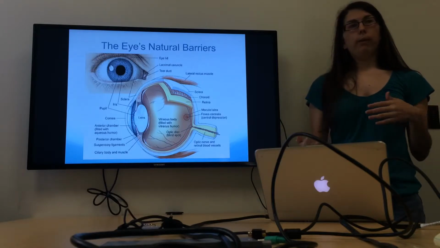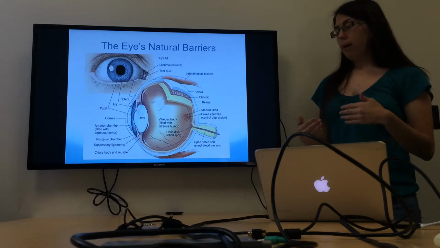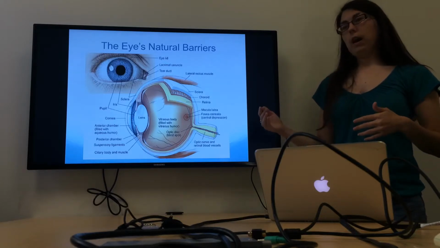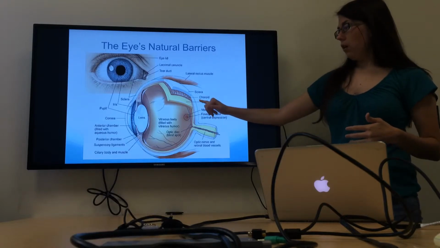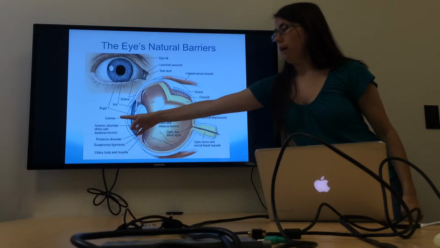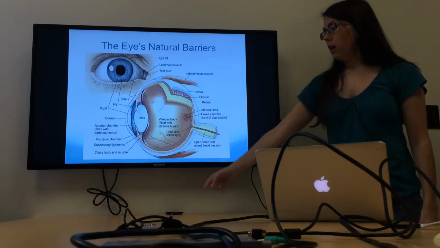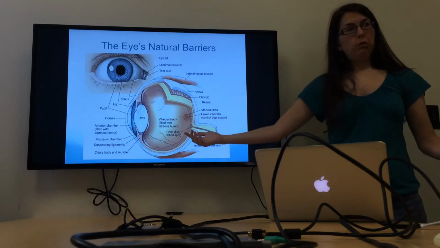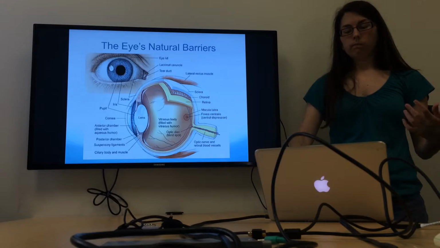So once these outer barriers are gone through, then the drug has to penetrate through all of the layers of the eye. So let's say you have glaucoma. Well, glaucoma affects the choroid tissues, which means that you apply the drops out here and they have to go through your cornea and all of these tissues, your sclera, your aqueous humor, your vitreous humor sometimes, just to reach these choroid tissues at the back of the eye.